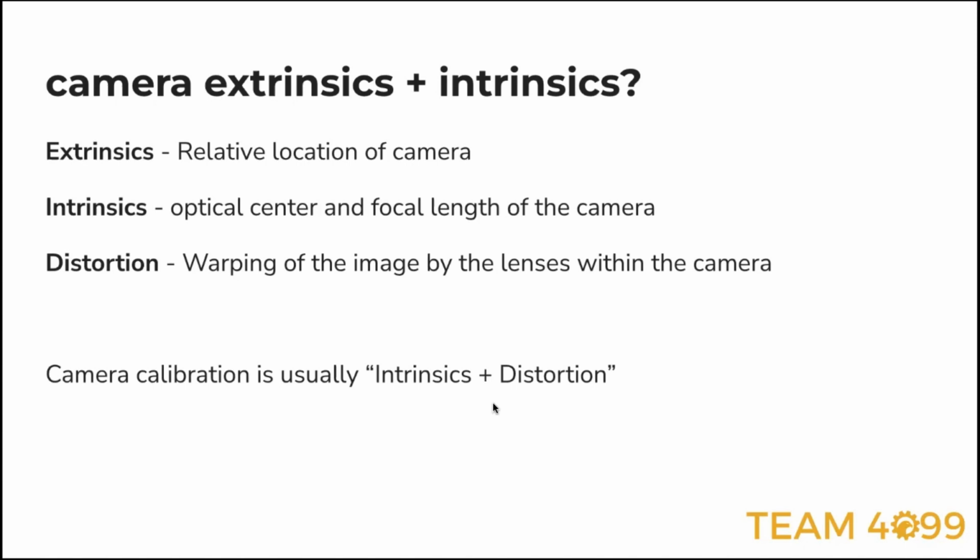So when we're talking about camera calibration within FRC, generally it's referring to getting the intrinsics of the camera as well as the distortion of the camera and combining that into one camera calibration file.